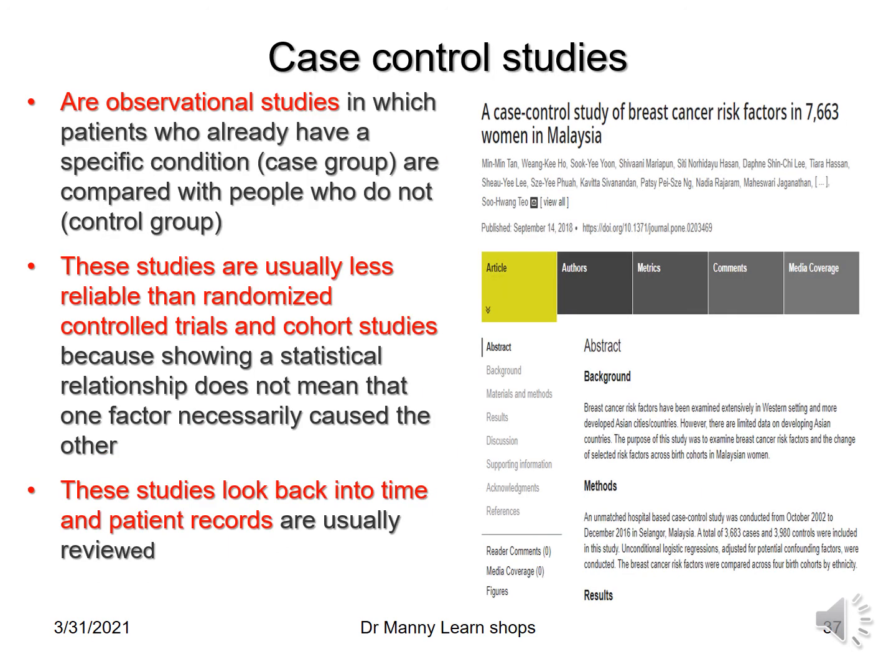Then you've got case control studies, and these are also observational studies where patients who already have a specific condition, the case group, are compared with people who don't have the condition, a control group. And these studies are usually less reliable than randomised controlled trials and cohort studies, because showing a statistical relationship doesn't mean that one factor necessarily caused the other. These studies look back into time, and patient records are usually reviewed.